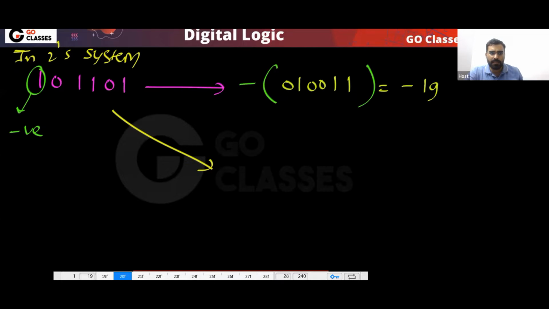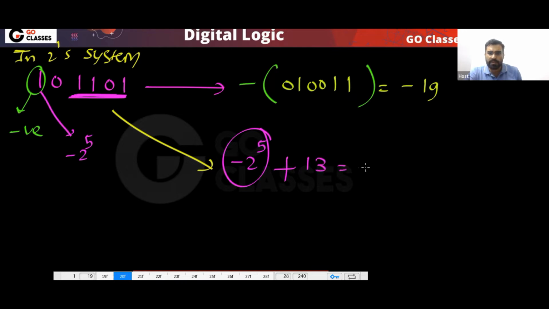Correct? But remember, there is another way. What is the other way? Very simple. This position has minus 2 power 5 weight. Now plus the remaining, what is this remaining? This remaining is basically 13. So the answer is minus 32 plus 13, and the answer will be minus 19.